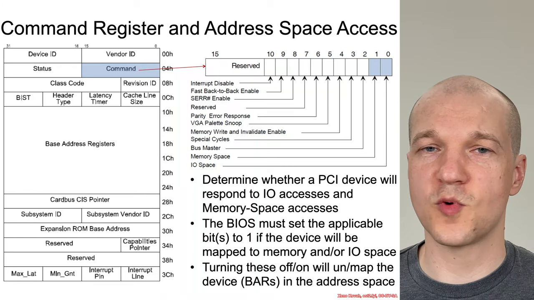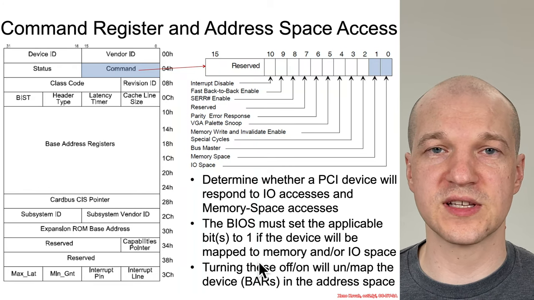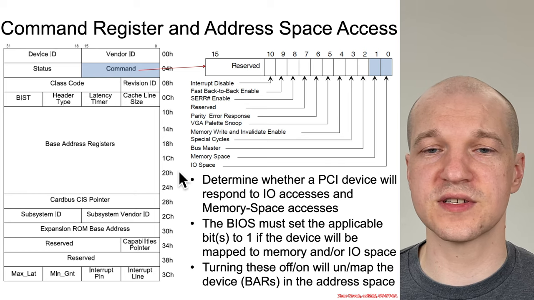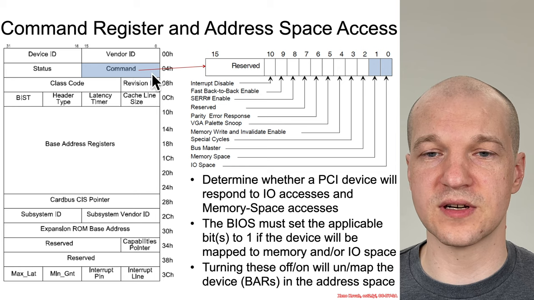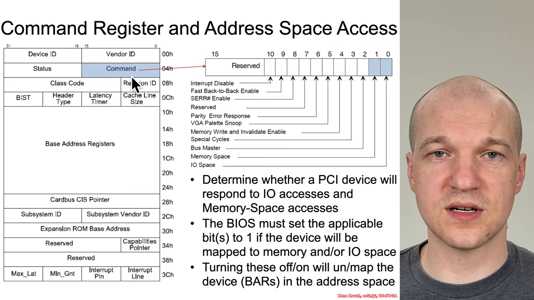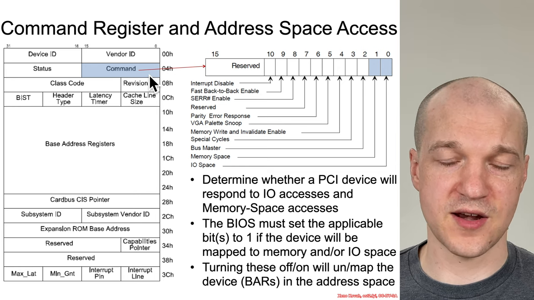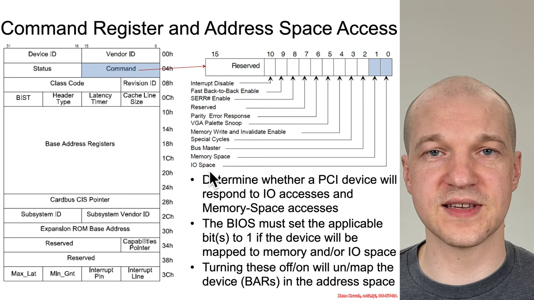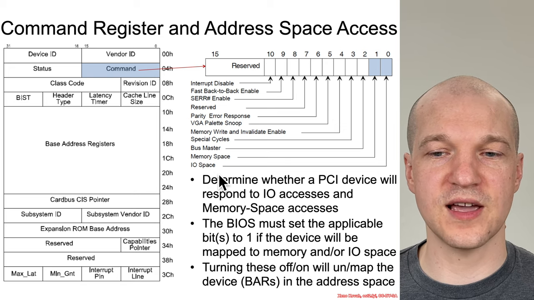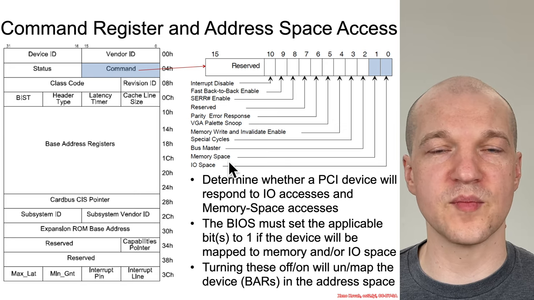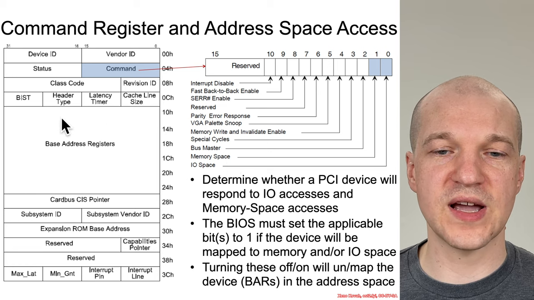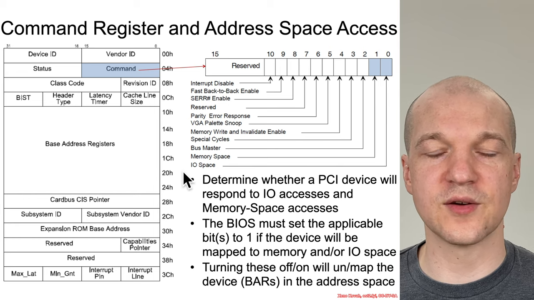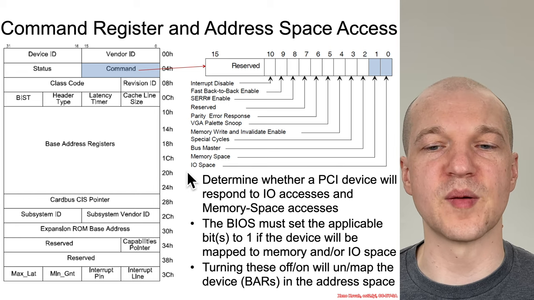But there is one more register that is of importance when dealing with these memory mapped I/O base address registers or port I/O base address registers, and that is the command register at offset 4, 2 bytes large, inside the PCIe header. It has bits 0 and 1, which have to do with whether this device should be enabled for access within the I/O address space, port I/O, or the memory space. So the BIOS could set a base address register, but unless these command bits were set, it wouldn't actually be enabled for port I/O or memory mapped I/O.